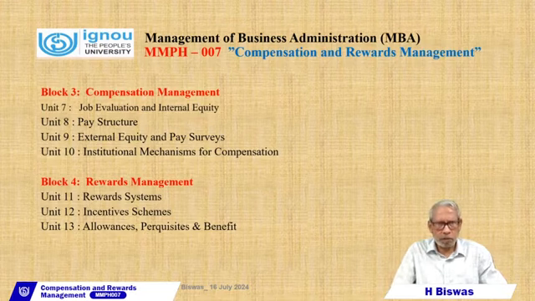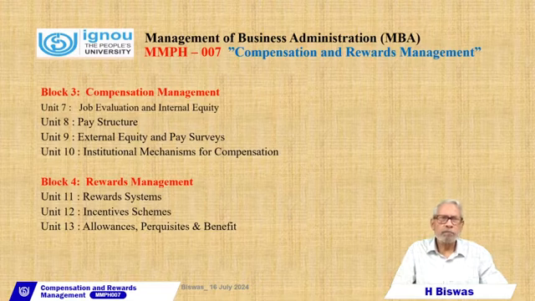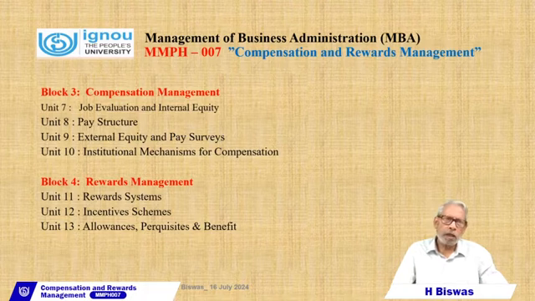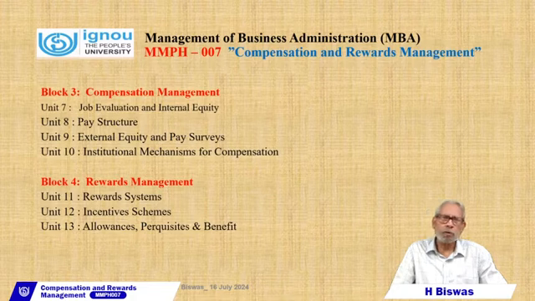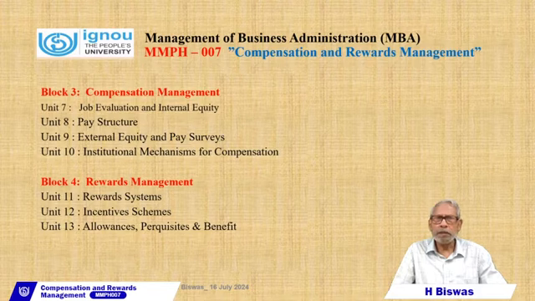Block number 3 is compensation management, which consists of 4 units: unit number 7, 8, 9 and 10. It discusses job evaluation, internal equity, pay structures, external equity and pay surveys, how to survey the pay before finalizing the structures. Then institutional mechanisms for compensation: company institutions, rules and regulations, norms, laws and different acts. All these are contained in block number 3.